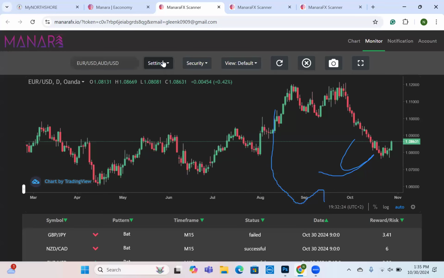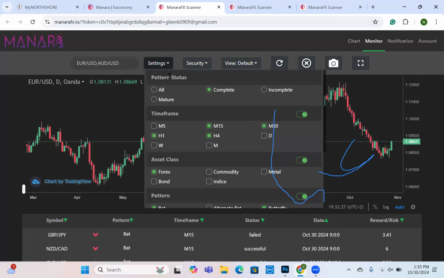Yeah. So this person has actually set his or her Manara. A lot of us too have set our Manara. But for those people that have not done the settings, this is how your settings is supposed to be. Everything in the pattern is supposed to be turned off except complete. Everything under pattern status should be turned off except complete, right? Then the time frame, everything should be turned off except 15 minutes, 1 hour, 4 hours, and 30 minutes.